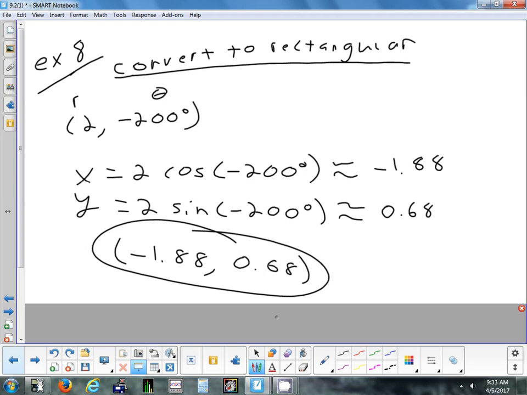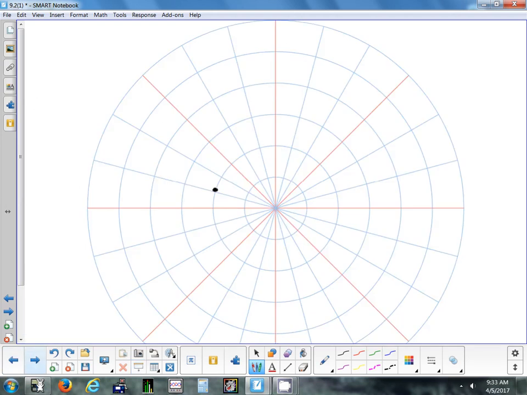So I've got this point, right? 2, negative 200, and I just graphed it right here. I went right 2, and then negative 200 means to go 200 degrees. That's 180, and then if I go 15 more, that's 195. And then I went a little past it. Any question on how that's the point 2, negative 200?